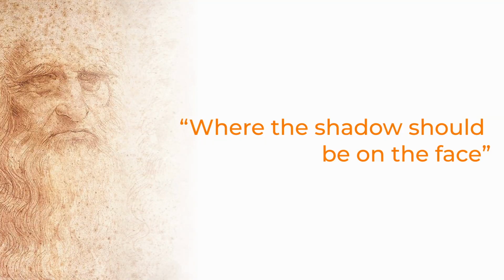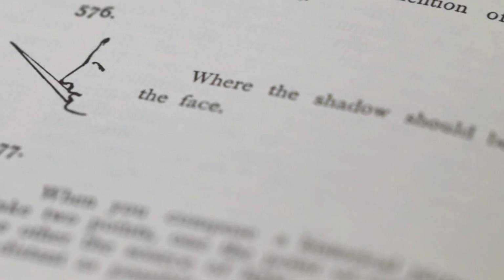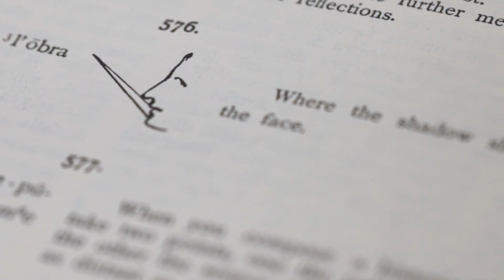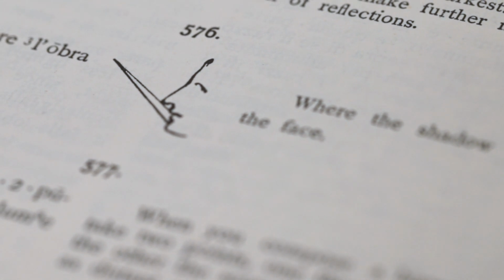Da Vinci goes out on a limb making a bold statement prescribing where the shadow should be on the face. He draws 2 rays of light on his diagram, one that leaves a shadow under the nose and the other just under the bottom lip. It's a butterfly pattern, and it's a bold proclamation by someone who breaks the rule himself on occasion.